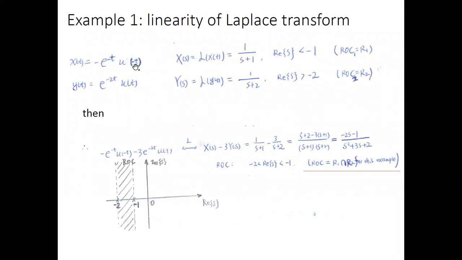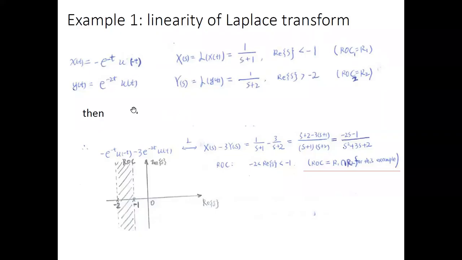So u of minus t is a left-sided signal. So the region of convergence is also to the left of the pole. The pole is minus one because it is what makes the denominator zero. And left-sided signal, to the left of the pole, means less than the pole. We denote this by R1. So this is the ROC, region of convergence, for the first term, say x of t.